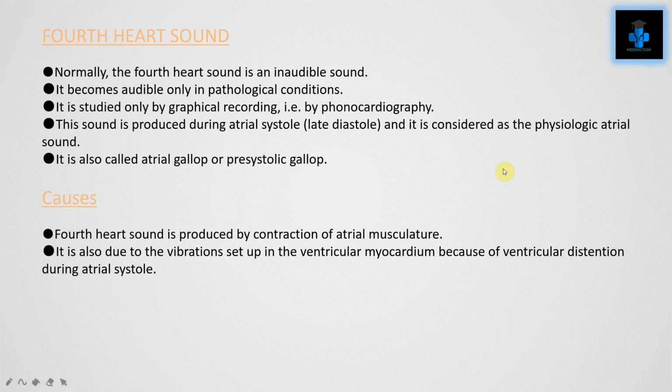Causes for fourth heart sound. Fourth heart sound is produced by contraction of atrial musculature. It is also due to the vibrations set up in the ventricular myocardium because of the ventricular distension during atrial systole.